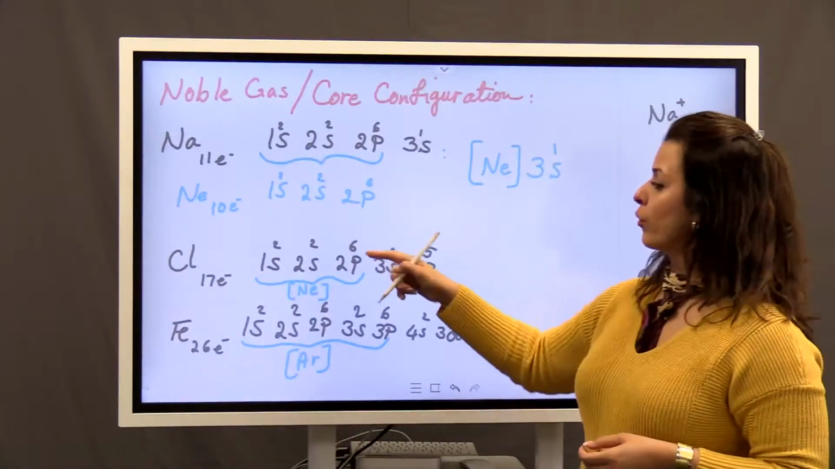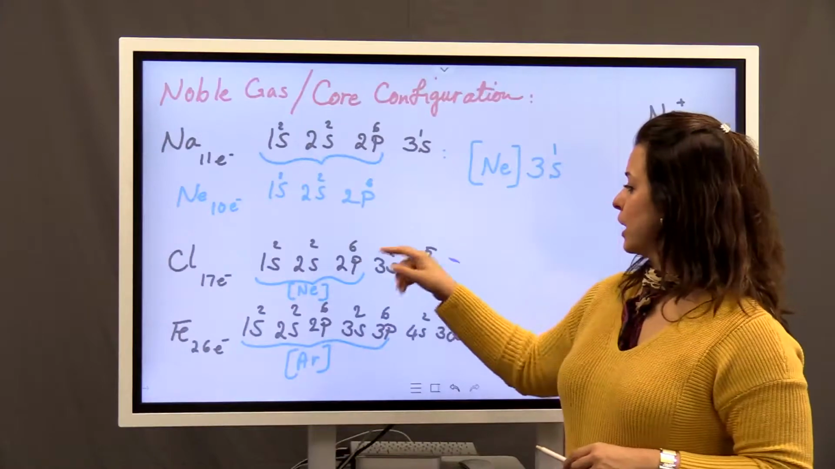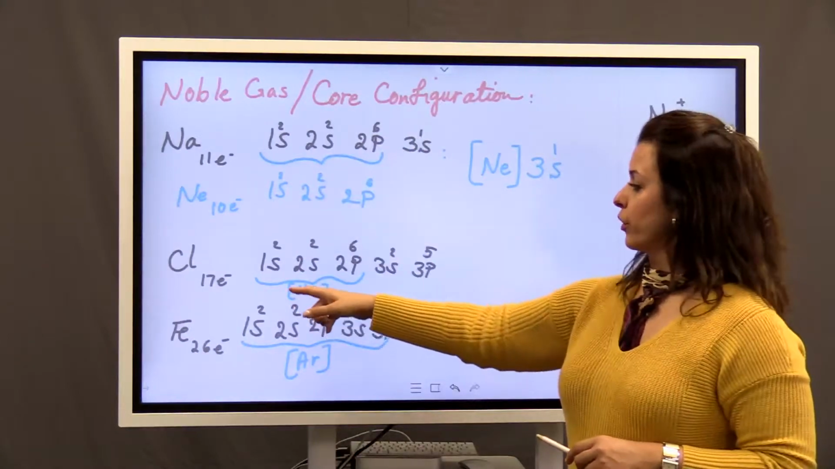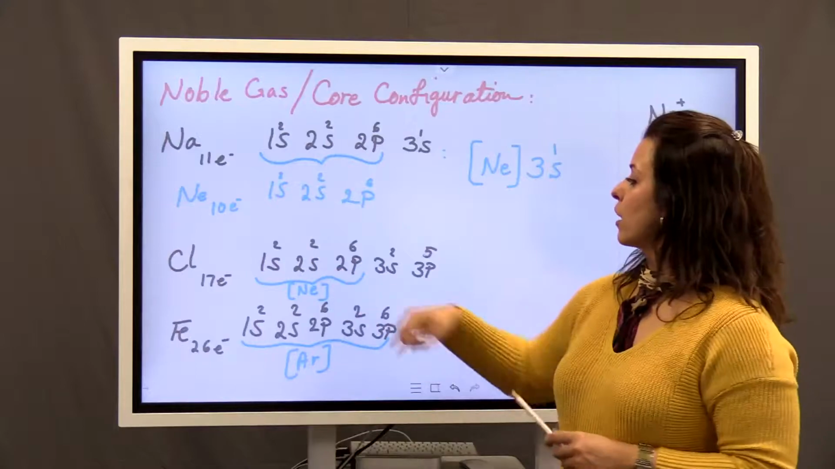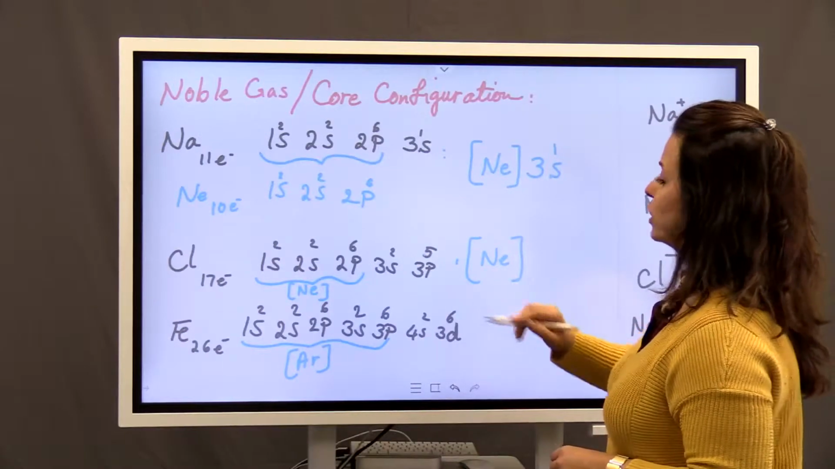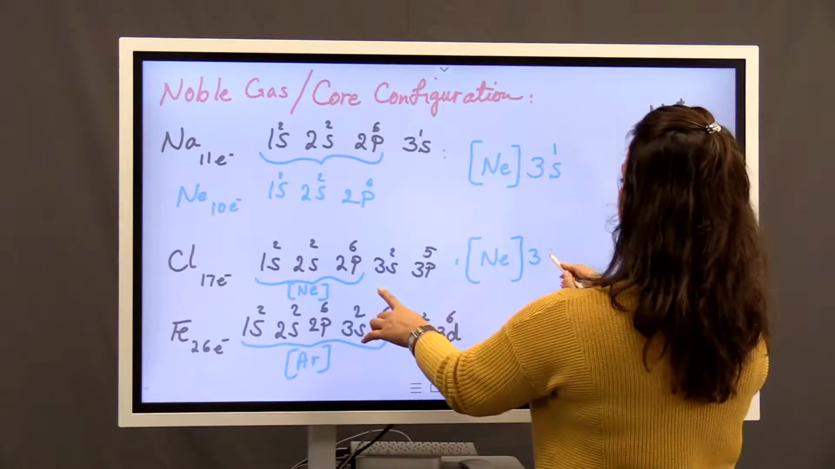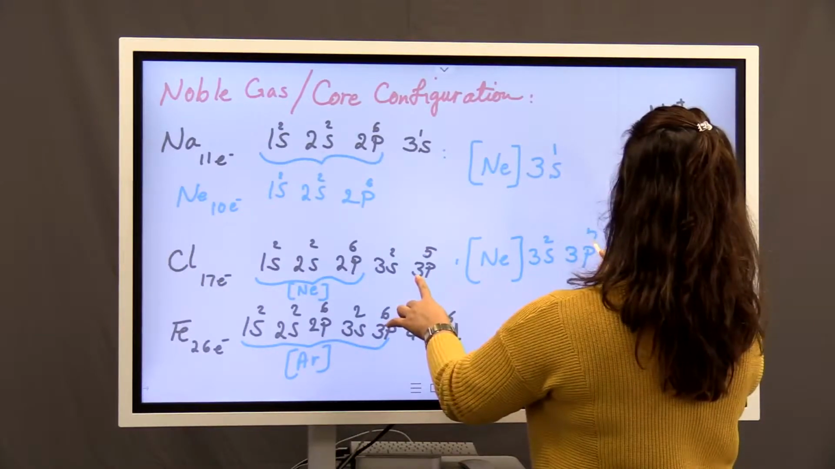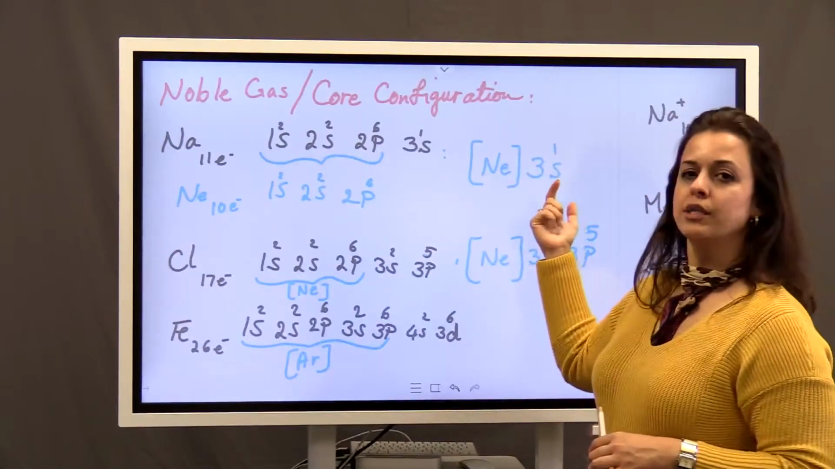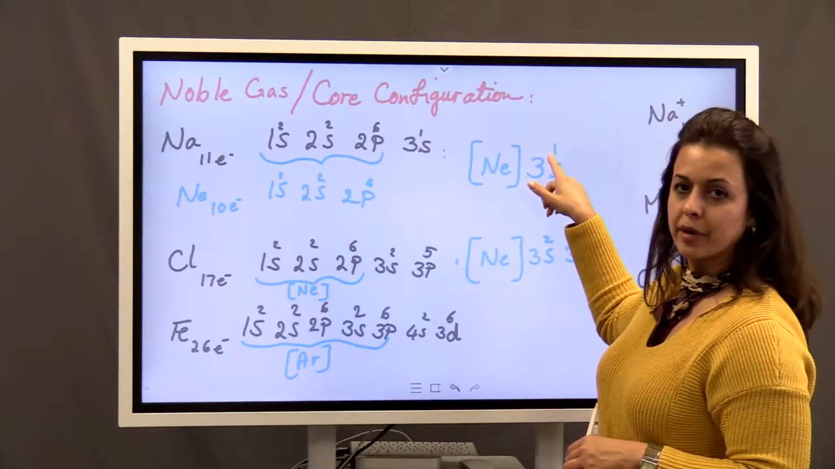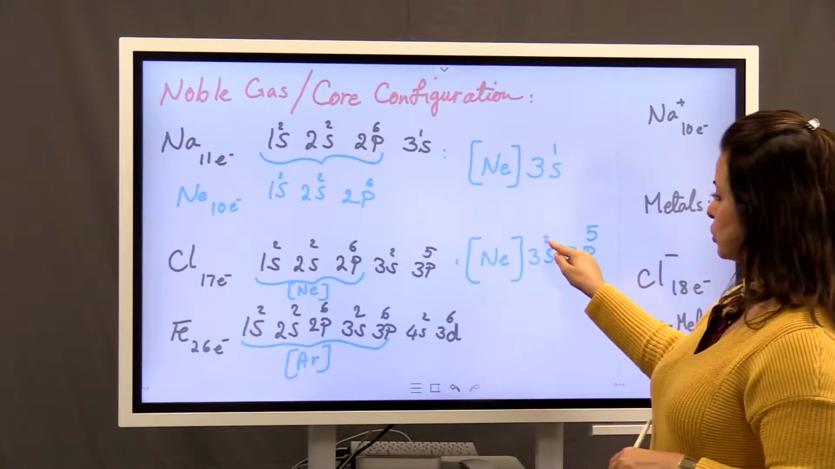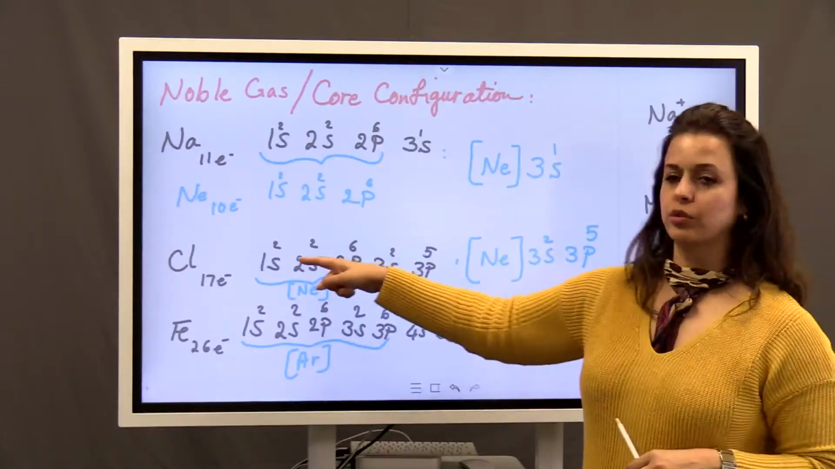The same for chlorine. Chlorine has this configuration, right? So again, the previous noble gas to chlorine is neon, right? So again, the electron configuration of chlorine is similar to neon. Which electrons are extra? 3s2, 3p5. By the way, the number of electrons left outside the noble gas shows the group number. Sodium is in group 1, so you have 1 electron outside. Chlorine has 2 plus 5, 7 electrons, so it's in group 7 or 17.